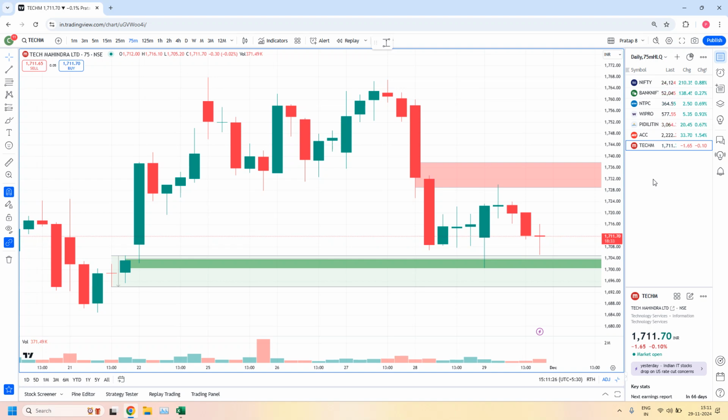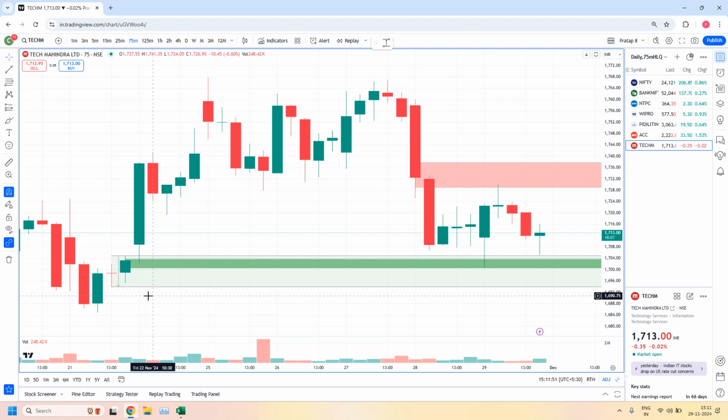The first one is Tech Mahindra. This is the 75 minutes high liquidity demand zone, rally base rally. We have 2 base candles. This is what our software identified. Stocks near the 75 minutes high liquidity demand zone, and this zone we should fine tune with 15 and then again 5 minutes.